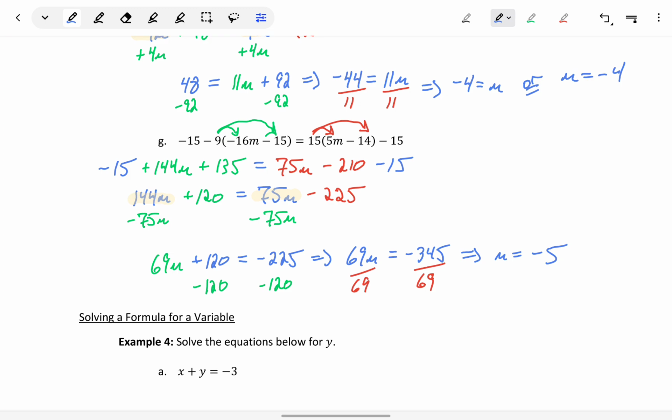For time's sake, I've skipped over checking each of these solutions, but again, I would encourage you to do that, especially on quizzes and exams, as a way to make sure the answer you came up with is correct. To do that, again, we would take this value of negative 5, substitute it in everywhere that variable m occurs in the original equation, and make sure the left-hand side is equal to the right-hand side after completing all those arithmetic steps.